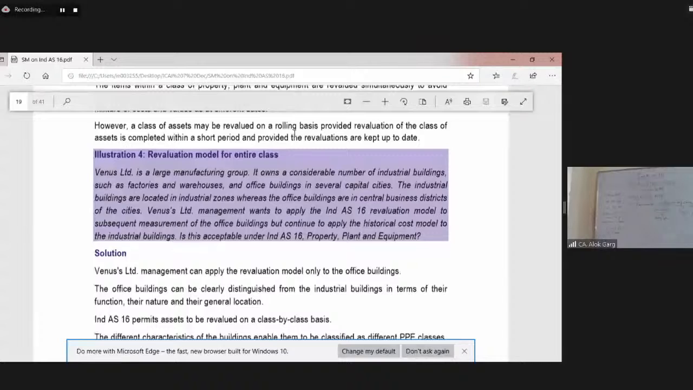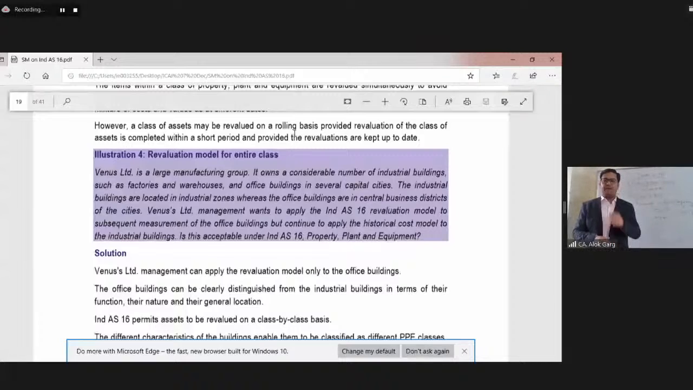Guys, please respond quickly. The company is a large manufacturing group with a lot of industrial buildings like factories and warehouses, and it also has office buildings in various cities. The company wants to apply the revaluation model to the office buildings, but not to the industrial buildings. Is this acceptable treatment under Ind AS 16? Is it acceptable or not?